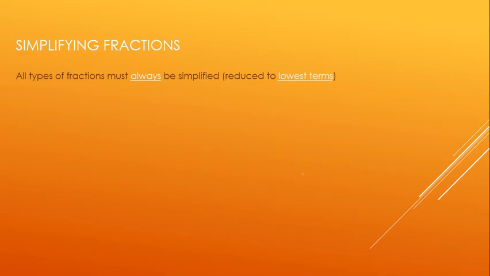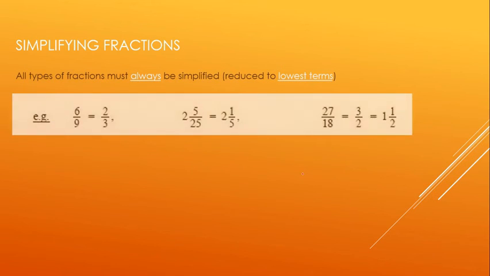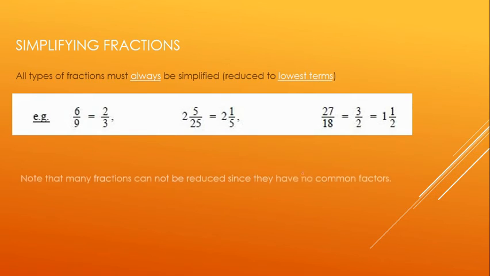All types of fractions must always be simplified or reduced to the lowest terms. So 6/9, you can take a 3 out of both of those, you get 2/3. Even if you have a mixed number of 2 and 5/25, the 5/25 must be changed to 1/5. If you have an improper fraction of 27 over 18, you can reduce that by dividing each section by 9 to 3 halves, and then you can change that to the mixed number 1 1/2.